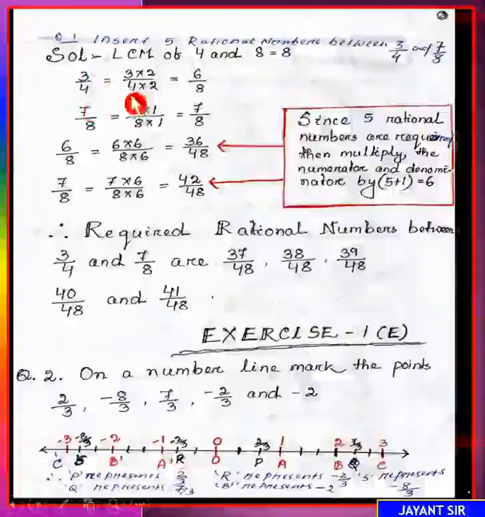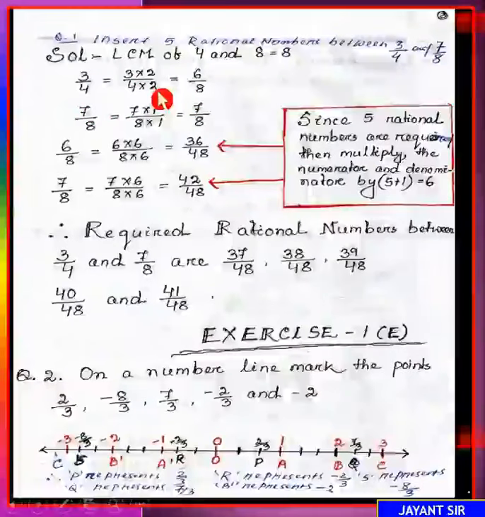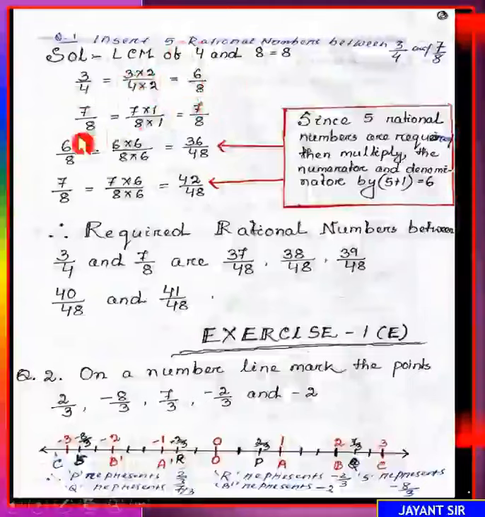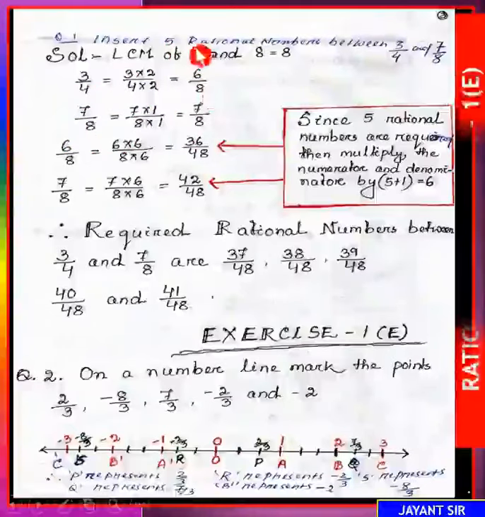3 by 4 into 2 by 2, since the LCM is 8 and 4 into 2 equals 8. If we multiply the denominator by 2, the numerator must also be multiplied by 2. 3 times 2 is 6, so we get 6 by 8. And 7 by 8 stays the same, multiplied by 1. So these two we got: 6 by 8 and 7 by 8.